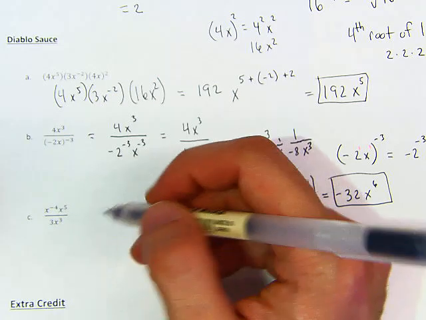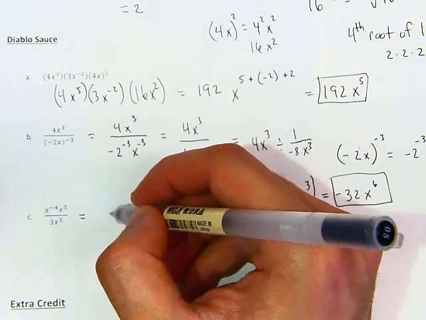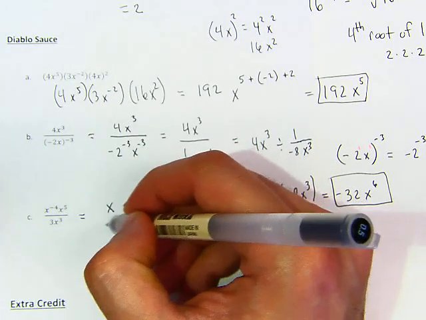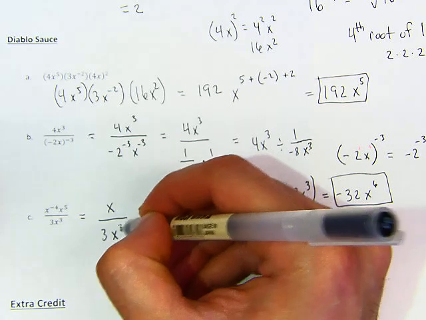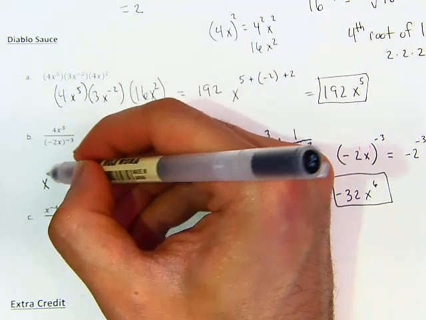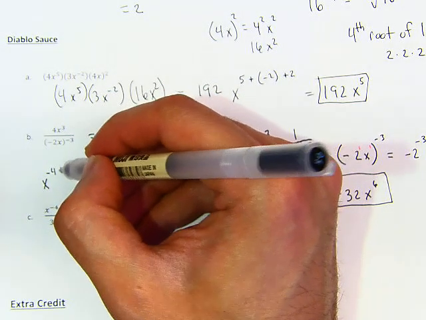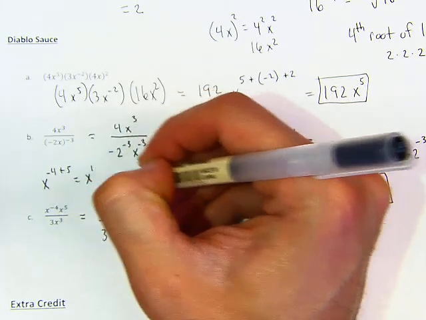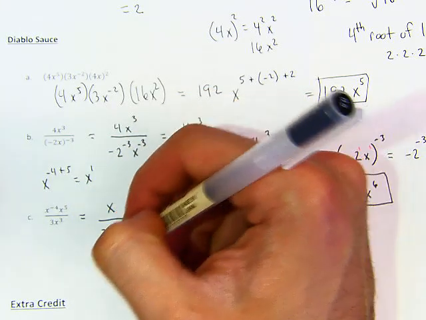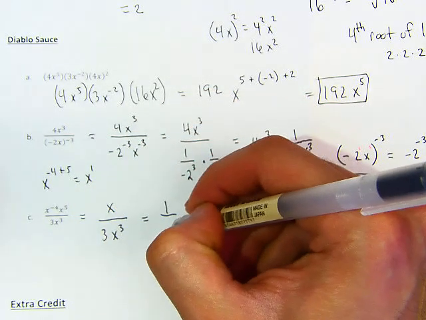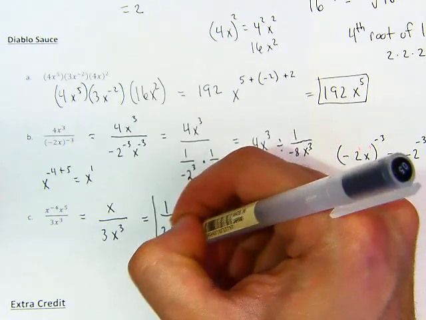x to the negative 4, x to the 5, so this becomes x over 3x cubed. How did we just get x? Because x to the negative 4 plus 5, that's just equal to x to the 1. So x to the 1 is x. And then this just becomes 1 over 3x squared. Okie dokie. Let's try the next one.